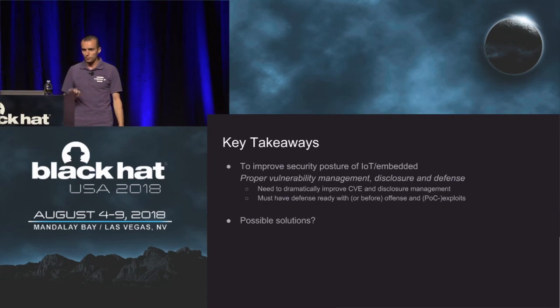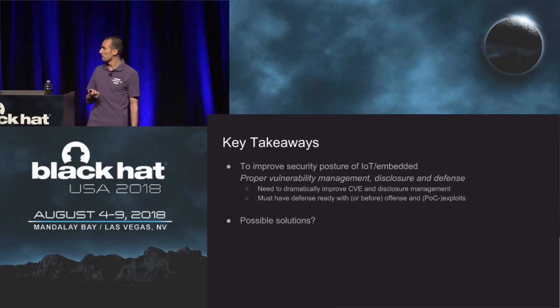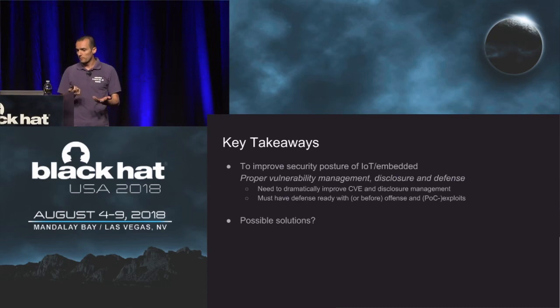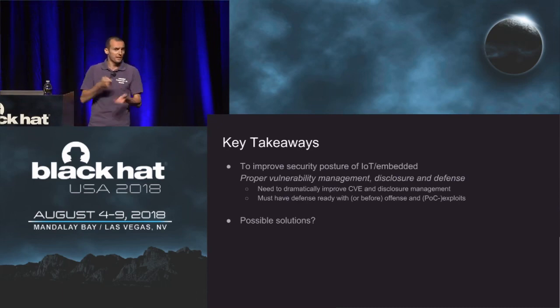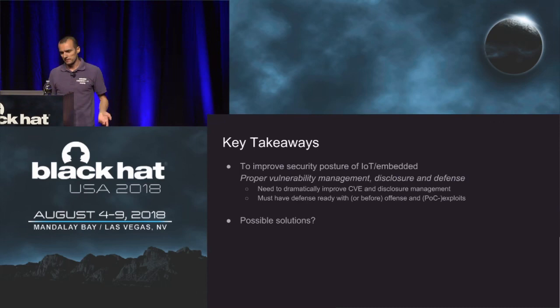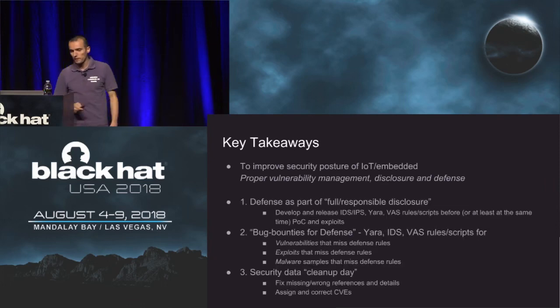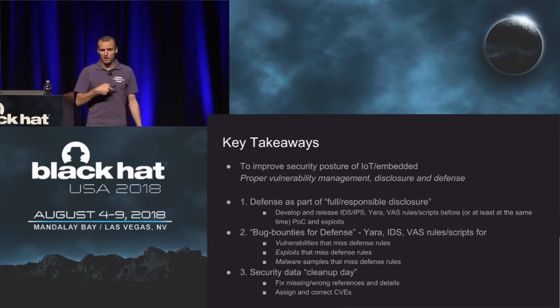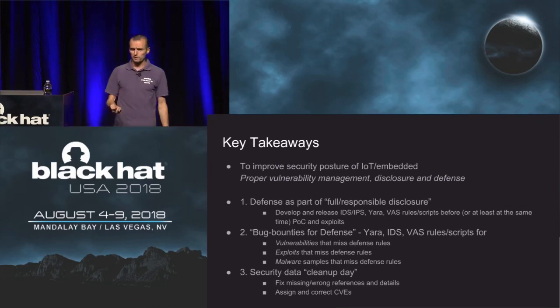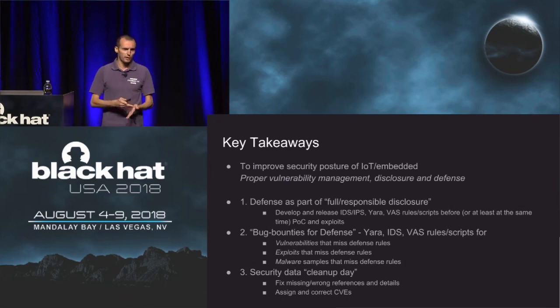Another key takeaway is to improve the security posture of IoT or embedded devices. We think that proper vulnerability management, disclosure, and defense, I think everybody thinks this, but in practice it somehow still doesn't work 100%. So we need to dramatically improve CVE and disclosure management. Some possible solutions could be to integrate the defense part as part of a full or responsible disclosure. So when you release the analysis of a vulnerability, or you release the exploit or proof of concept, release the defense part of it as well. Or even before that, release the defense part.